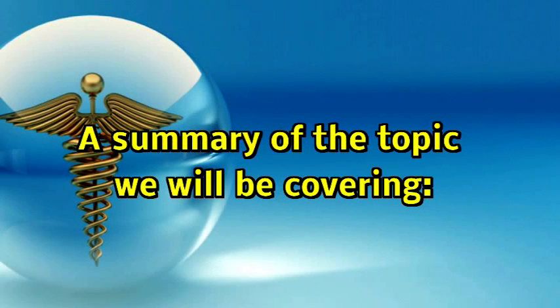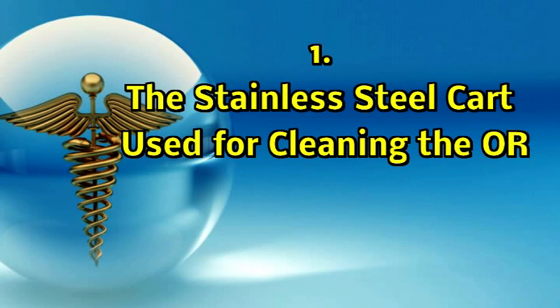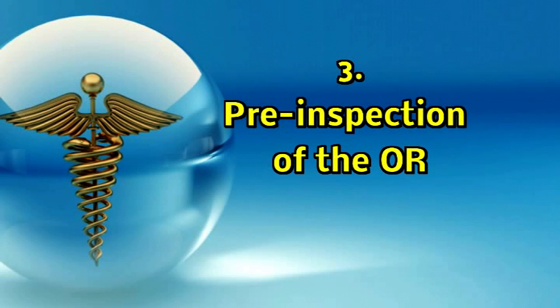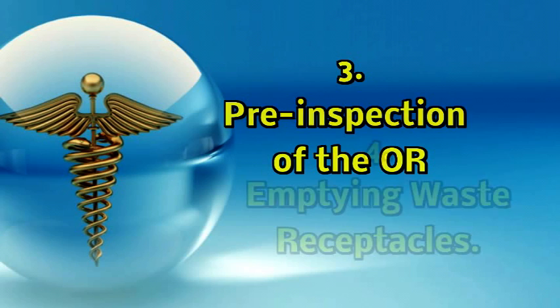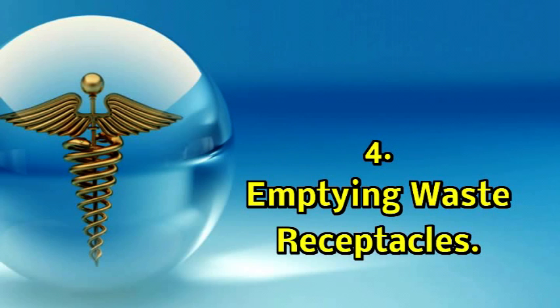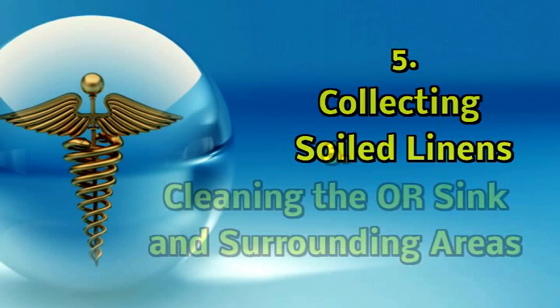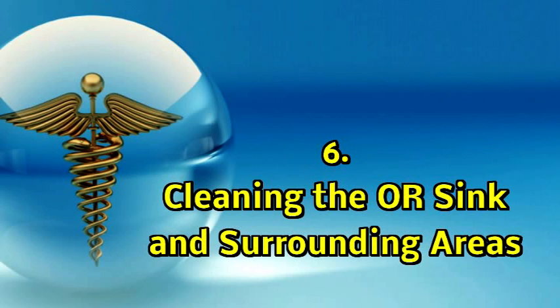A summary of the topics we will be covering in this training module will include the following. Number 1. The stainless steel cart used for cleaning the OR. 2. Preparing yourself and your equipment before entering the OR. 3. Pre-inspection of the OR. 4. Emptying waste receptacles. 5. Collecting soiled linens. 6. Cleaning the OR sink and surrounding areas.